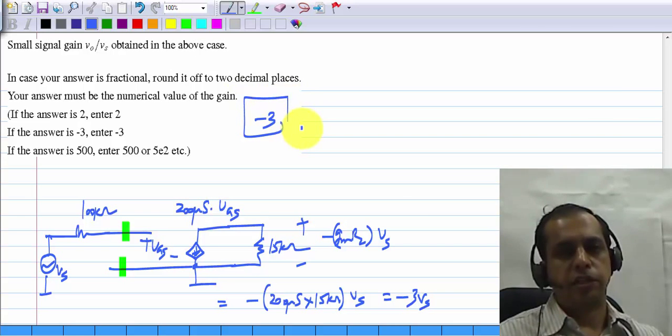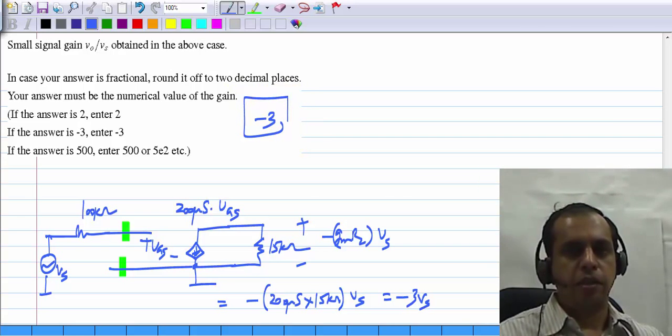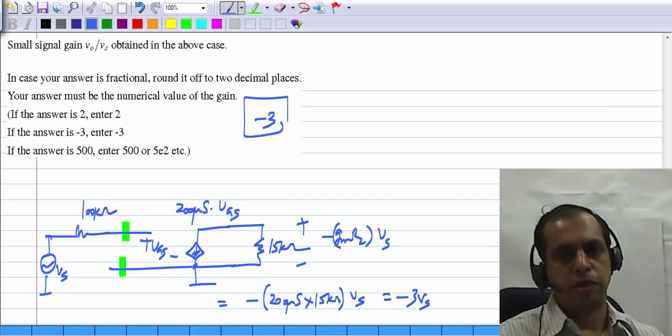So that brings us to the end of the second assignment. Hopefully you have been able to solve all the problems, but if you have not, please go back and solve it step by step, making sure that you understand every step of it so that you don't repeat the same mistakes in the future.